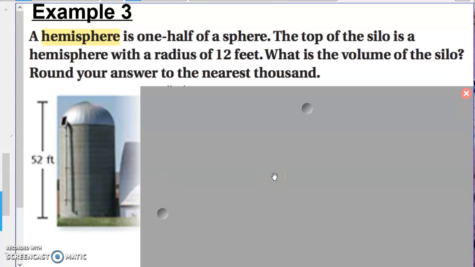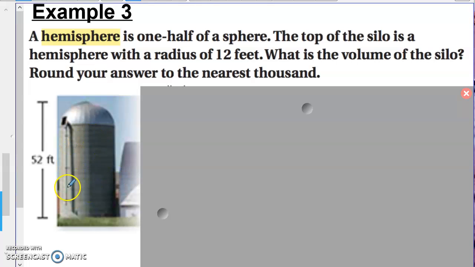Next up, we have some real-life applications. And some of you might recognize this if you go around Alaska out to some of the farms in the area. This is a silo. And a silo is made up of a hemisphere on the top, and what a hemisphere is of course half a circle, and then a cylinder on the bottom. So a hemisphere is 1/2 of a sphere. The top of the silo is a hemisphere with a radius of 12 feet. What is the volume of the silo? And round your answer to the nearest 1,000.